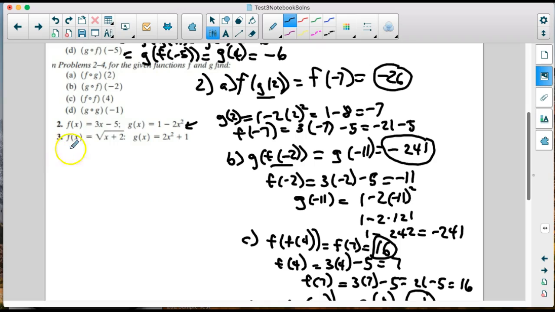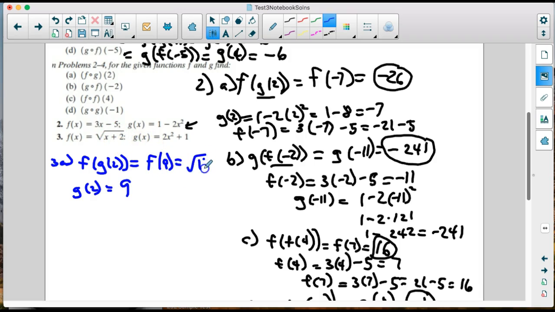Now let's put 3 right over here. Okay, so we're going to do f of g of 2. So we're going to do g of 2, which is going to be 2 squared, 4, times 2, which is 8, plus 1, that's 9. So we're going to do f of 9, and that's going to be the square root of 9 plus 2, the square root of 11. All right.